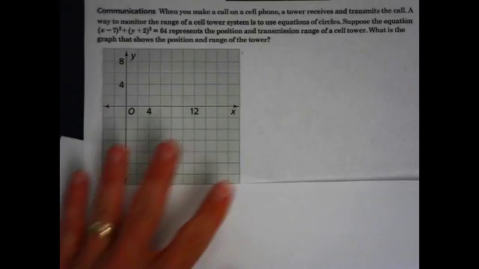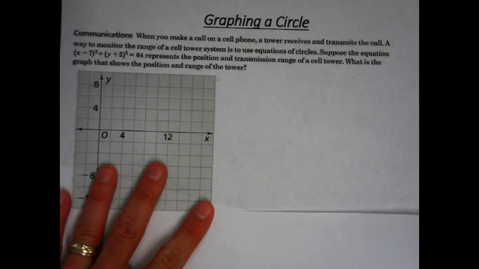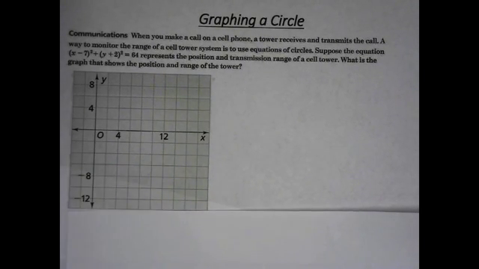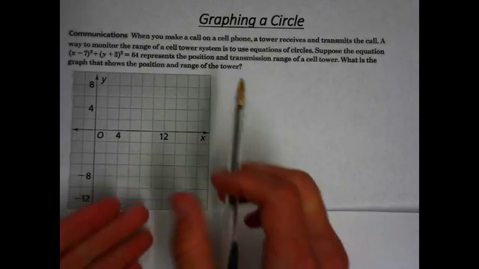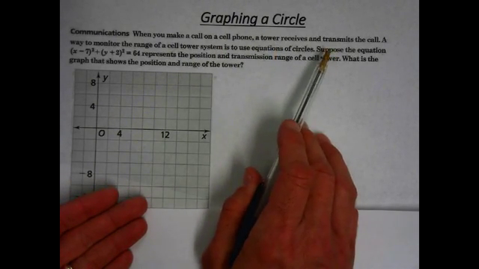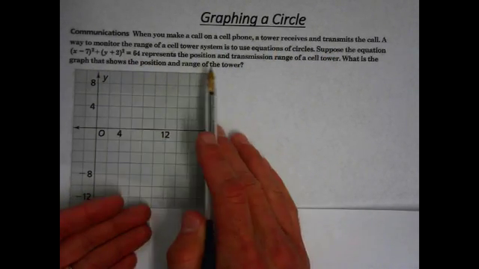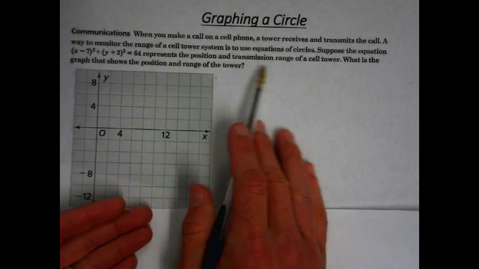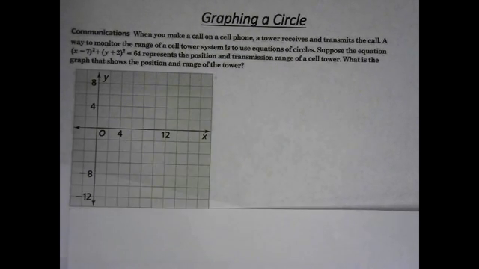So one last example, because now what we're going to do is graph a circle, because it's nice and fun. And then we'll be done with circles. Nice and easy. A call is made on a cell phone. The tower receives and transmits the call, a way to monitor a cell phone. Suppose the equation, this, represents the position and range of a cell tower. So what does that mean?